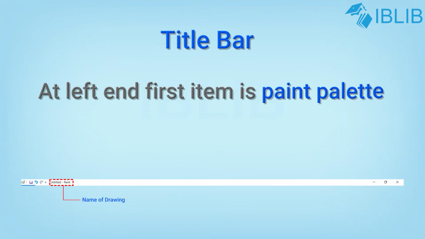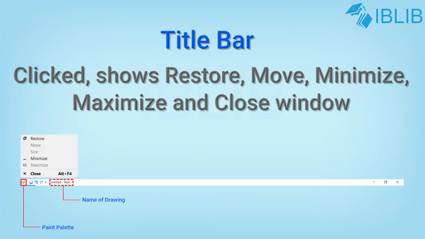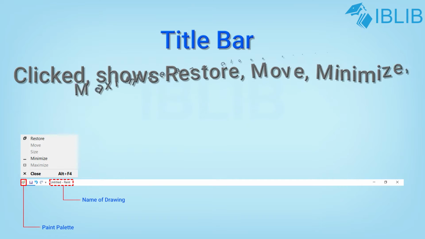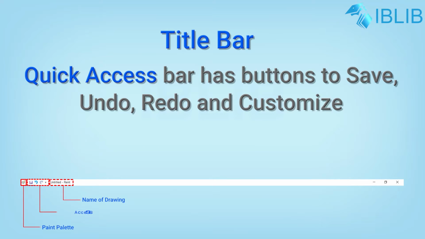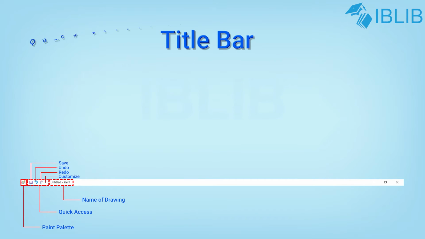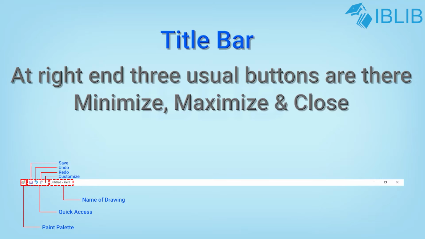At the left end of the title bar, the first item shows a little paint palette offering options to restore, move, minimize, maximize, and close window. The next 4 items make up the quick access bar, offering buttons to save, undo, redo, and customize. At the end of the title bar are the 3 usual window buttons. These are minimize, maximize, and close.